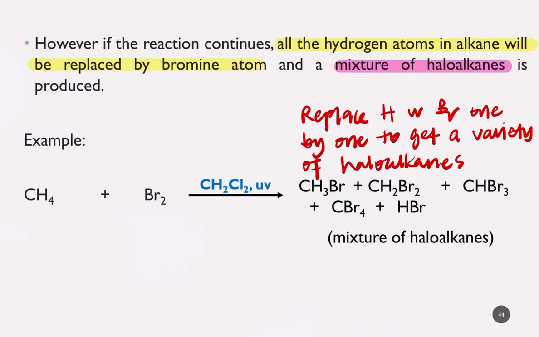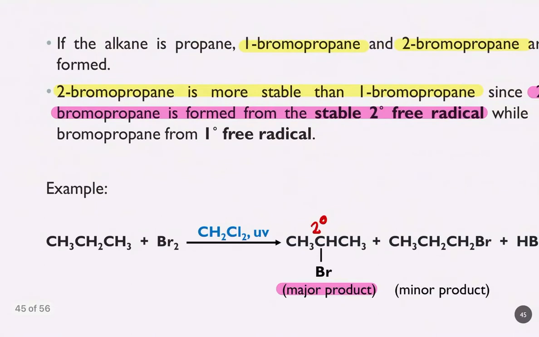So, if the reaction continues, all hydrogen atoms in the alkane will be replaced by bromine atoms, okay. Ni ada 4 hydrogen ni kan, so if you continue this reaction, awak akan dapat a mixture of haloalkanes lah. Okay, ada different haloalkanes, ni byproduct. Okay.